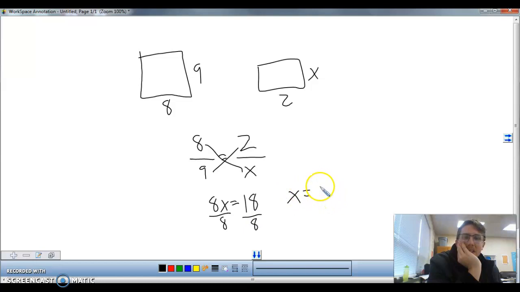x equals, what is 18 divided by 8? Well, you've got 2 whole, that gets you to 16. 2 and 2/8 left over, which is the same as 2 and 1/4. So this missing side would be 2 and 1/4.